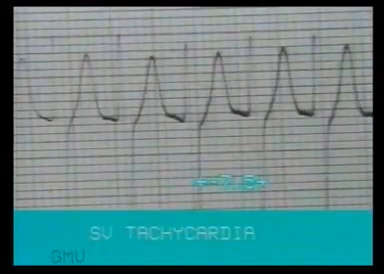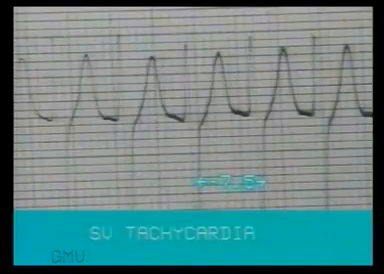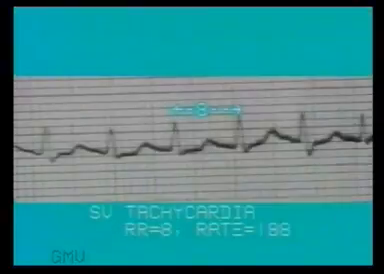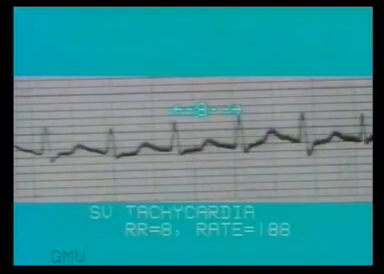This is another ECG of tachycardia with a rate of 200 per minute. Note that the QRS morphology is normal, so it is supraventricular. In the supraventricular tachycardias, the rate varies from 180 to 220 per minute. In this ECG, the RR interval is 8 millimeters, so the rate is 188 per minute.